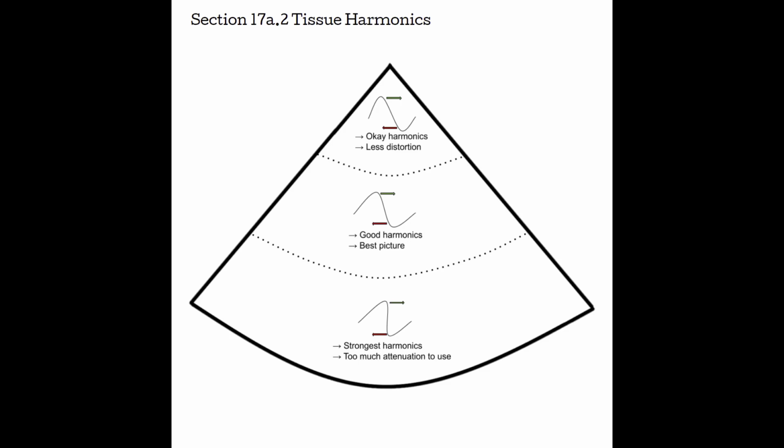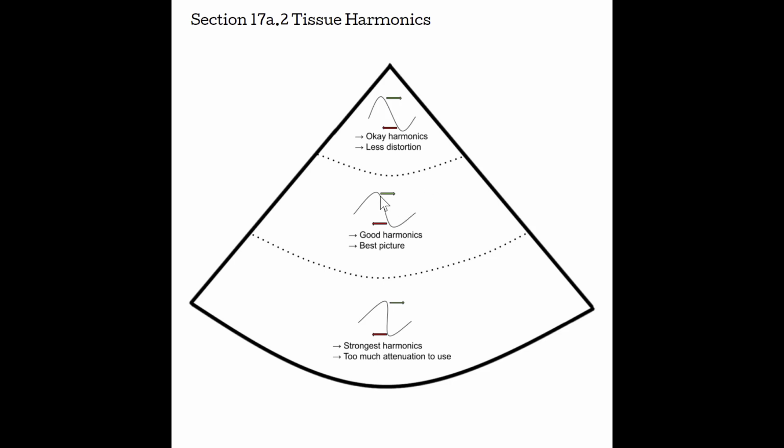Section 17A.2, Tissue Harmonics. So let's look at the physics behind tissue harmonics. When the sound wave enters the body, it's going to start to change shapes. And as that sound wave continues to propagate through the body, the harmonics, which are deforming the waveform, are going to become stronger. So what we end up seeing is in the near field, we're just starting to interact with the tissue. So we're going to see very little change as the sound really hasn't had a whole lot of time to propagate through that tissue.